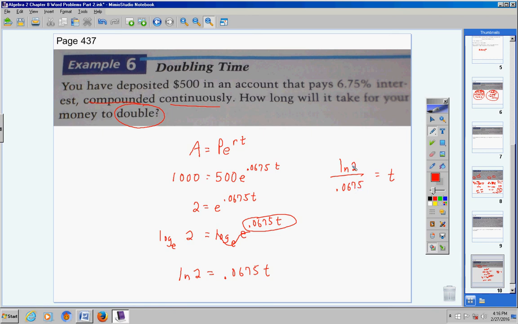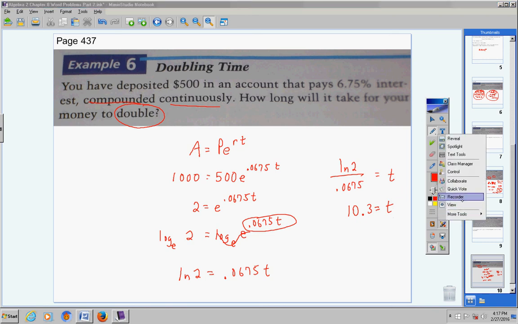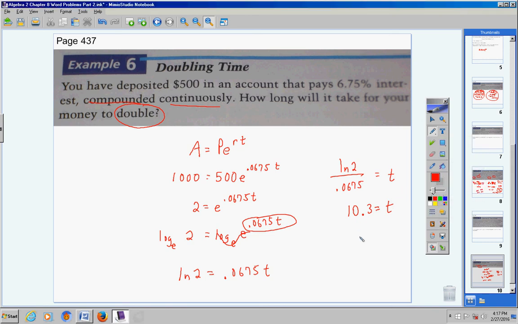So, take natural logarithm of 2, enter, divided by 0.0675, enter, and you will get, let me grab my calculator very quickly here, 10.26. I'm just going to put 10.3. So it's going to take 10 3/10 of a year in order for your money to double. So guys, 10 3/10 years for you to double your money, okay?